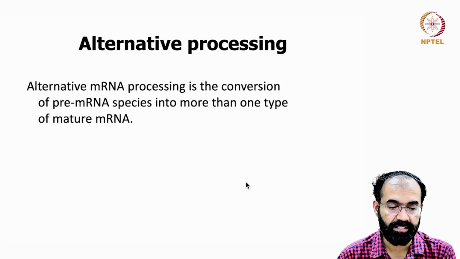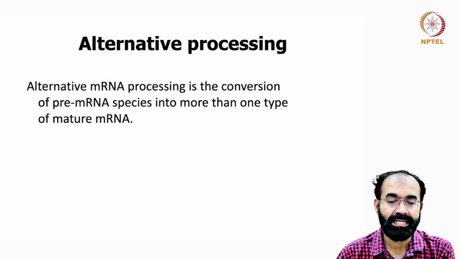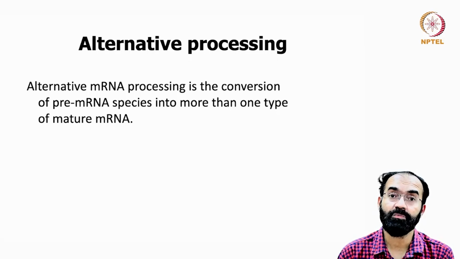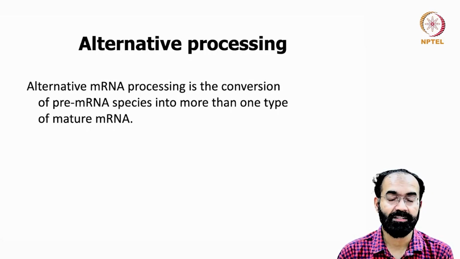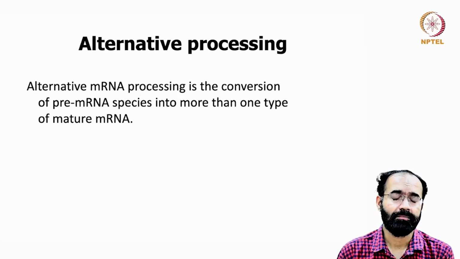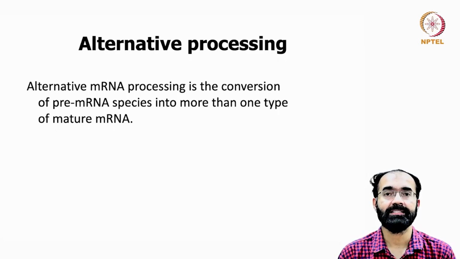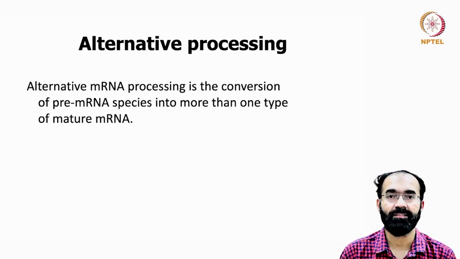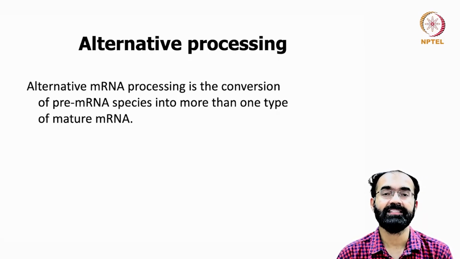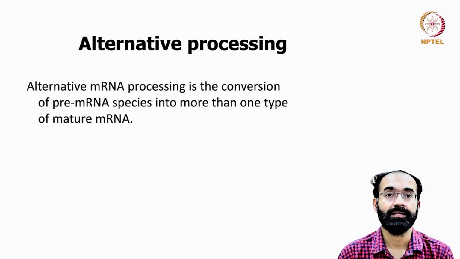What is alternative processing? Alternative mRNA processing is the conversion of pre-mRNA species into more than one type of mature RNA. If it gets converted into more than one type of mature RNA, you end up getting more protein types, or a slightly different protein. When you say different protein, that doesn't mean that it is entirely different. Say a protein has 100 amino acids and you make a 10 amino acid change, then technically it is a different protein. But I am not saying that you need a 10 amino acid change. One simple example I will tell you.